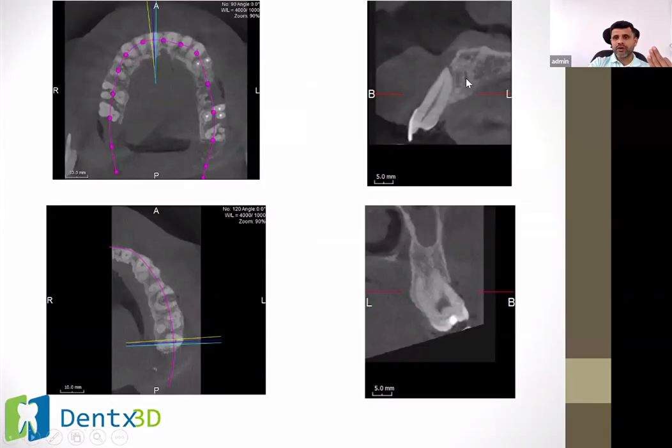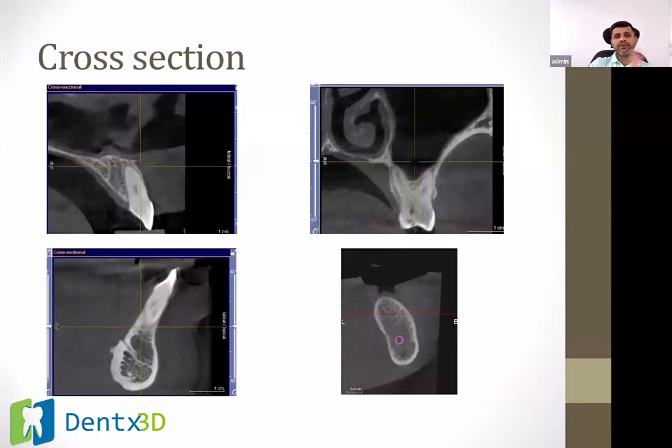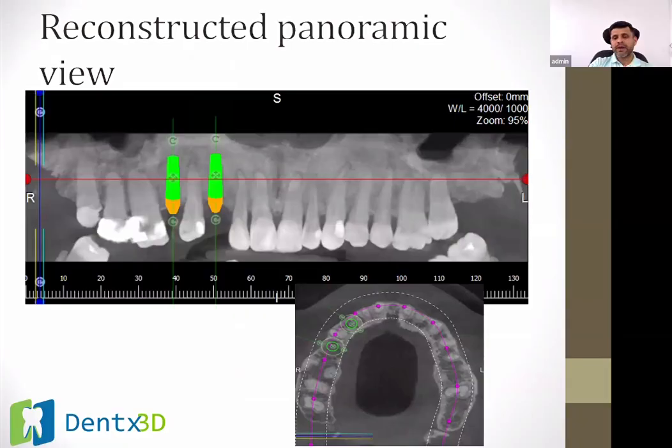Why am I using the term cross section? If you see here, to get this buccolingual view in the anterior region, I am seeing this way from front to back, right? So this is the sagittal section. But to get the same buccolingual view in the posterior region, I have to see from left to right. That is the coronal section, right? So it becomes confusing which is sagittal and which is coronal when you have the buccolingual view. That is why we just use the term cross section whenever we are seeing the buccolingual or buccopalatal view of the CBCT scan.